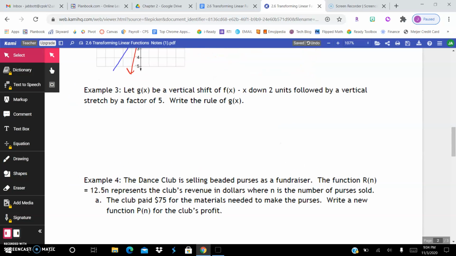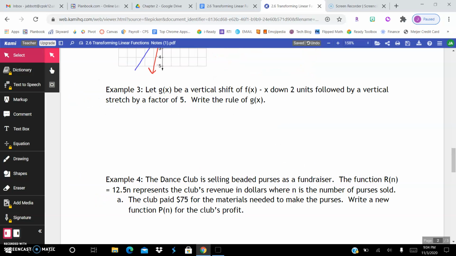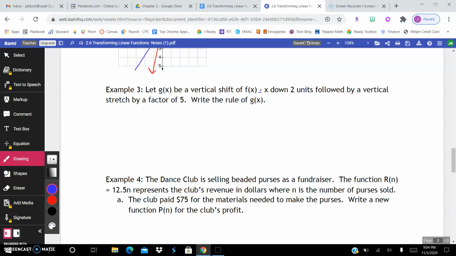For example 3, we're going to have a vertical shift of f of x equals x down 2 units. Not quite sure why it changed all my equal signs when I uploaded it. Down 2 units followed by a vertical stretch of 5, and then we're going to write the rule for g of x. So if we're moving it down 2 units, we're just going to subtract 2. So up or down is pretty simple. You add or subtract onto the end. So we would have g of x equals x minus 2. That would take care of this sliding it down.